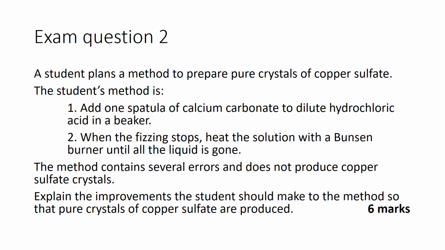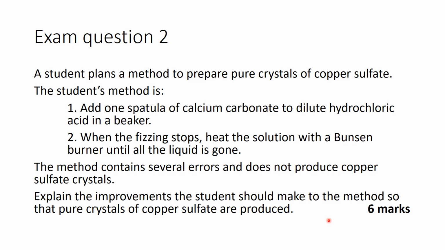Here's another exam question then. A student plans a method to prepare pure crystals of copper sulfate. The student's method is: add 1 spatula of calcium carbonate to dilute hydrochloric acid in a beaker. When the fizzing stops, heat the solution with a Bunsen burner until all the liquid is gone. The method contains several errors and does not produce copper sulfate crystals. Explain the improvements the student should make to the method so that pure dry crystals of copper sulfate are produced.